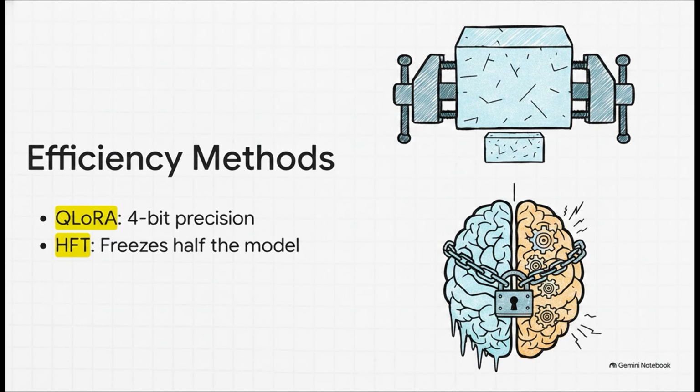But wait, practitioners are pushing the boundaries even further to train these giant models on single GPUs. Take QLoRA, for example. Engineers quantize the base model all the way down to 4-bit precision before they even apply LoRA, which drastically shrinks the memory footprint. Or they might use half fine-tuning, where they freeze exactly half the parameters. This creates this perfect balance, letting the model learn new skills while rigorously protecting the foundational knowledge it already has.